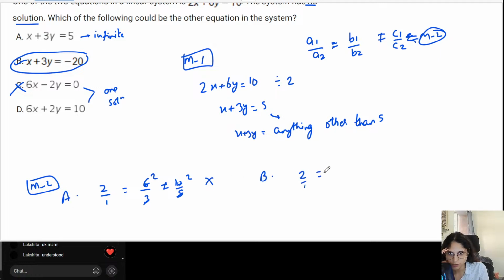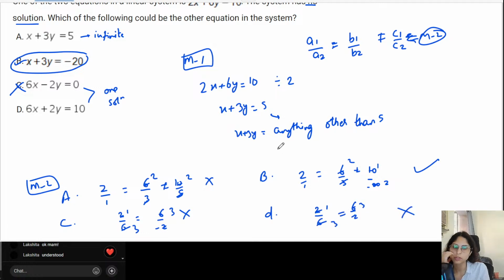In B, 2 over 1 is equal to 6 over 3, should not equal to 10 over negative 20. 2, 2, negative 1 half, yes, this works. Now in option C, 2 over 6 should equal 6 over negative 2. This is 1/3. This is negative 3. No, this is not working. And in D again the same 6, 2 over 6 and 6 over 2. This is 1/3. This is 3. They are not equal. So this is not the correct answer. Okay. So this is also what you can do.